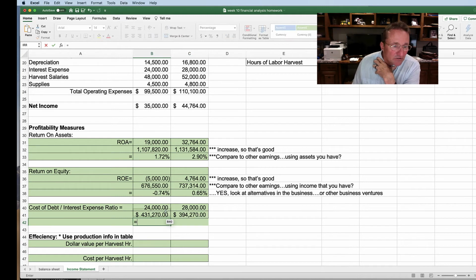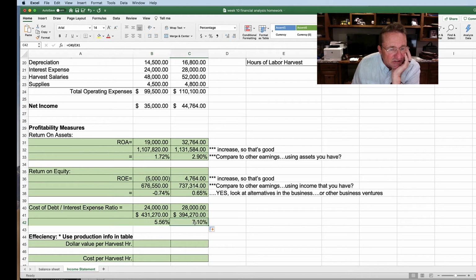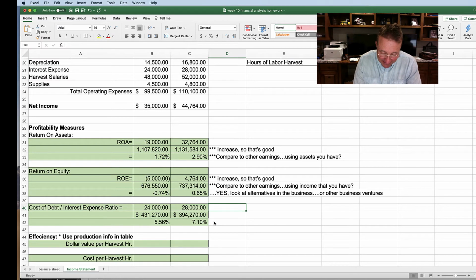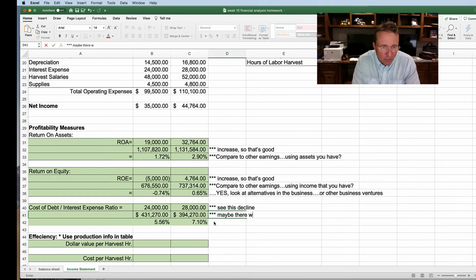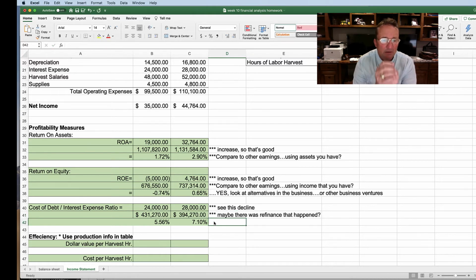And then equals. Divide your $24,000 by what your liabilities are, and lo and behold, it looks like our debt averages about 6%, 5.56%. Carry that across to the next one. Whoa, our debt actually goes up. So we would like to see this decline. If it's going up, maybe there was a refinance that happened. Not really sure what happened there, but anyway, there's what we've got.